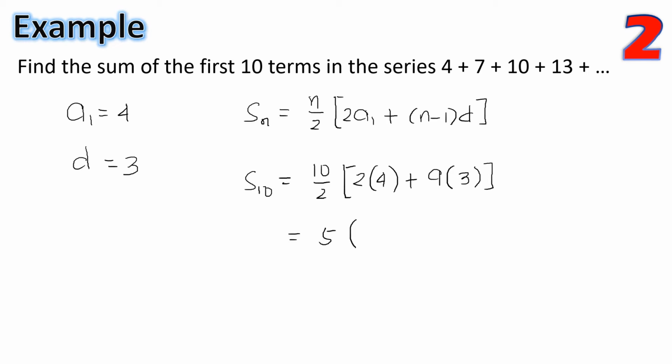2 times 4 is 8. And 9 times 3 is 27. 8 plus 27 is 35. So we have 5 times 35. Therefore, S sub 10, or the sum of the first 10 terms of this series, is equal to 175.